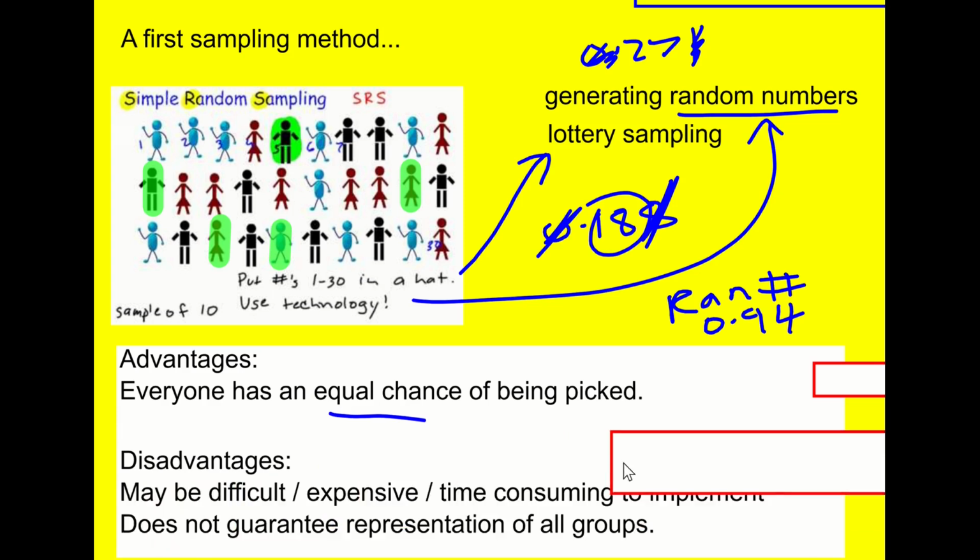I mean, okay, it might still be difficult, expensive, or time-consuming to implement. If I want to pick everyone that lives in the UK and do a simple random sampling, well, first I need to get a list of every single person in the UK. I don't want to be writing their names down and putting them in a hat. That's going to take me the rest of my life probably. I could generate random numbers. Maybe I've got a list of them all, but that's going to be difficult to get as well. So there are issues. And it doesn't guarantee representation of all groups.